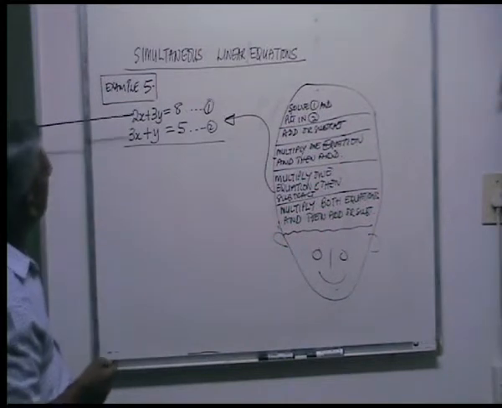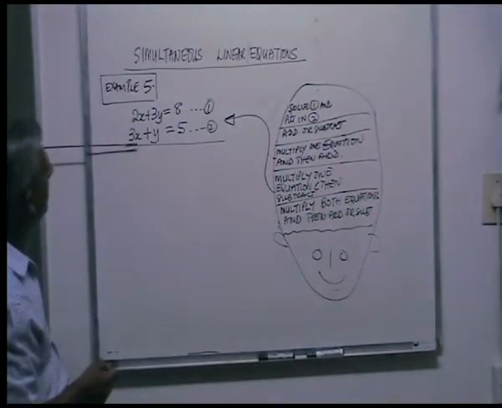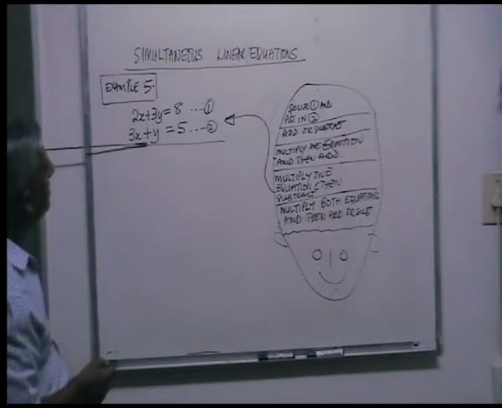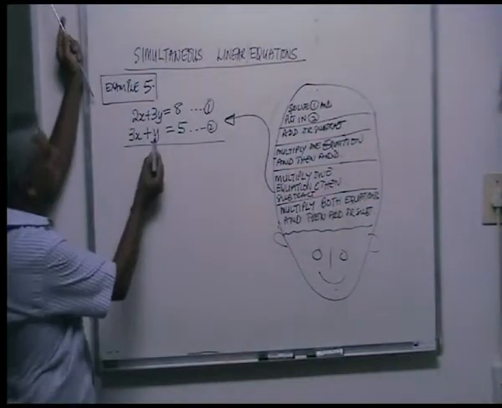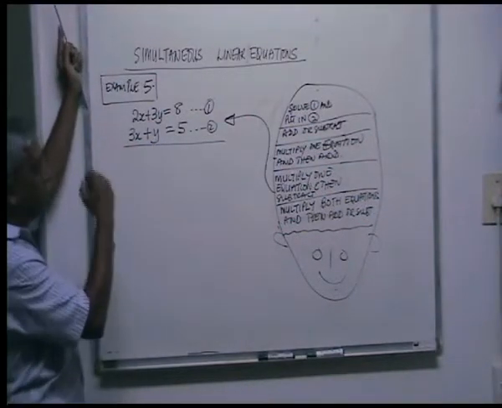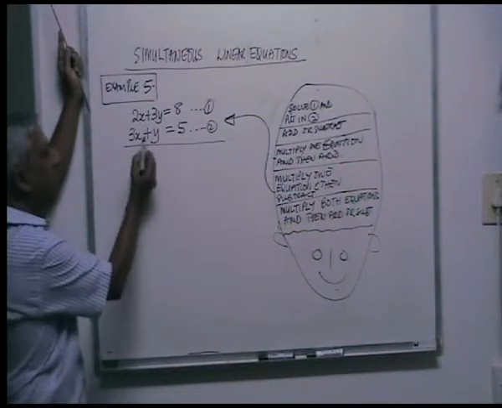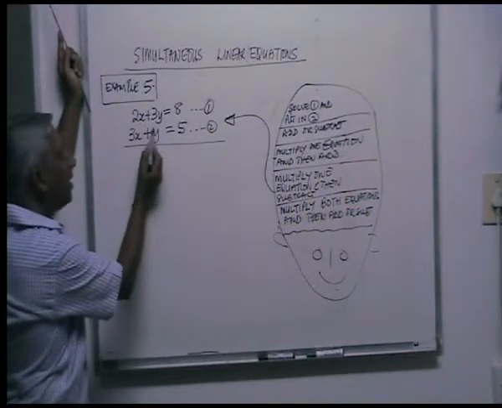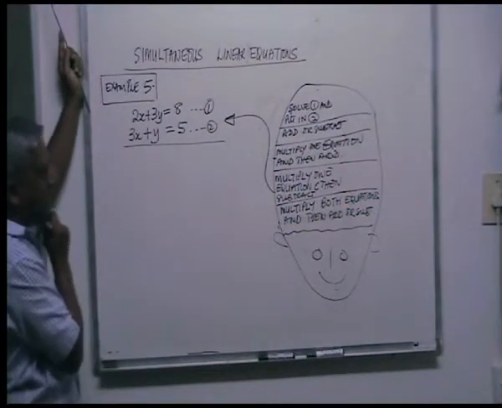So I got a choice now. I can multiply the top one or the bottom one. Well, clearly it's easier to multiply the bottom one, right? Because I want to make this 3y. The fact is I can multiply any one, but if I multiply this by 3, it will become 3y.